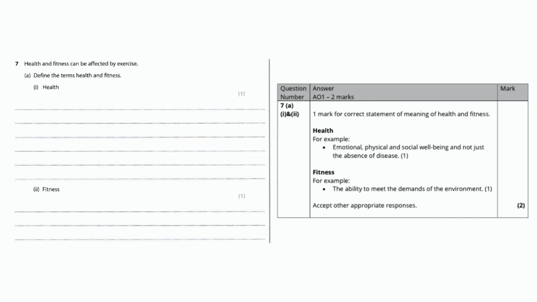Final question, health and fitness can be affected by exercise. Define the terms health and fitness. So this is where we just need to have learnt those terms word for word or as best we can. So health, if you put a state of complete emotional, physical and social well-being and not merely the absence of disease and infirmity, and fitness, the ability to meet the demands of the environment.